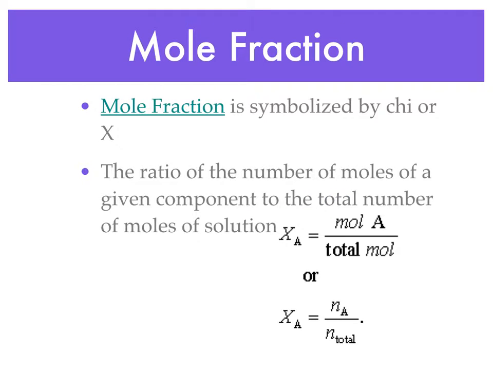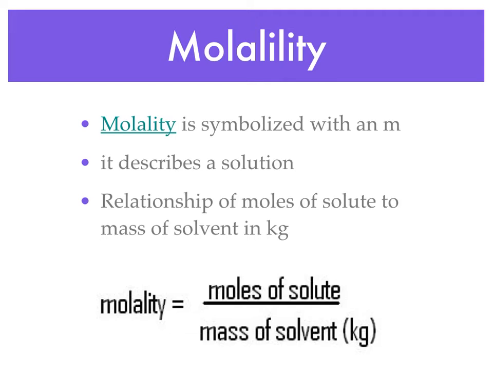Mole fraction is symbolized by chi or an X, the ratio of the number of moles of a given component to the number of moles of solution. So moles of A over total moles in the solution. We don't use this so much. I'm just laying this as a foundation idea for you. Then there's molality. We normally deal with molarity, moles per liter, but molality is the same concept. It's simply moles of solute over a mass of solvent in kilograms. It also describes the solution. It also tells us how strong it is.